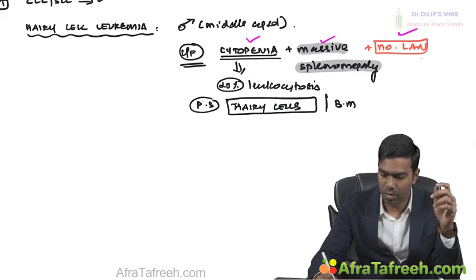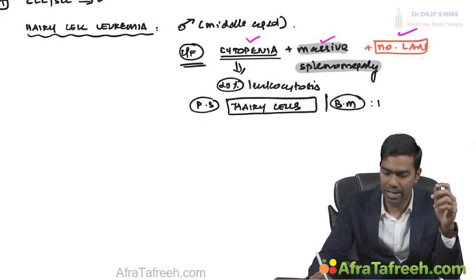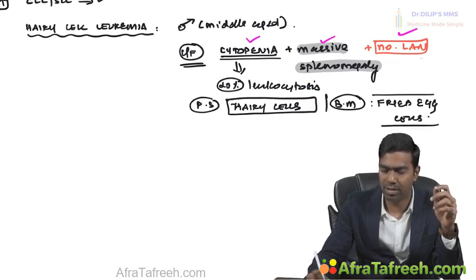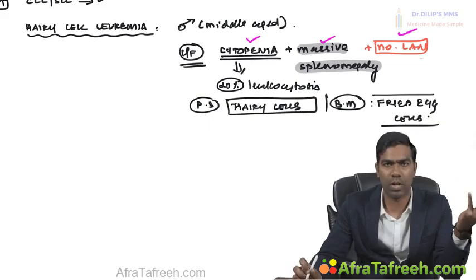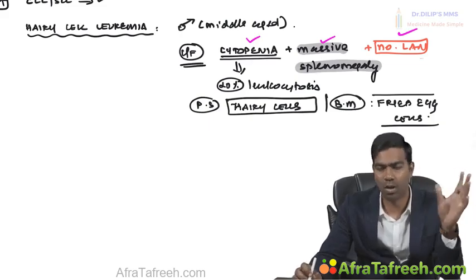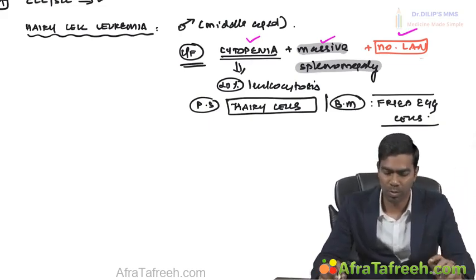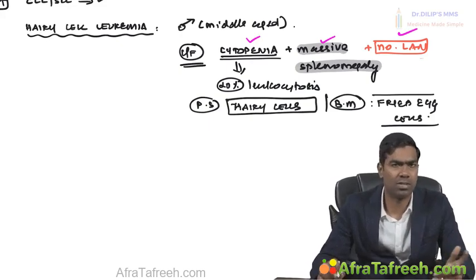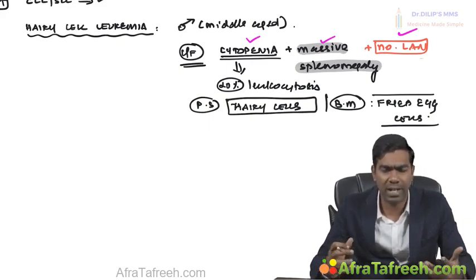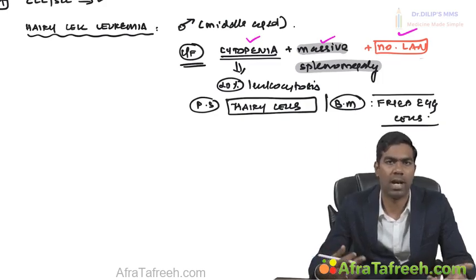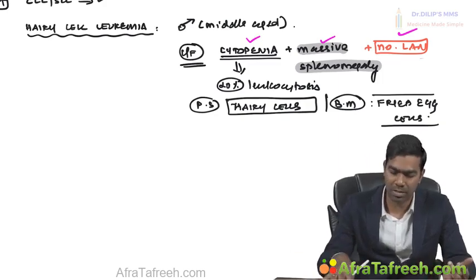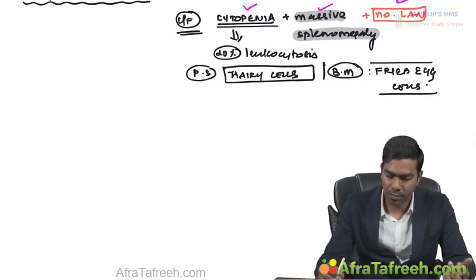And in the bone marrow, you're going to see a particular type of cell called fried egg cells. Anything that has a clear halo, we call them fried egg cells in pathology. And it can be seen in many other conditions also. This fried egg nomenclature is not specific for hairy cell leukemia. That's what I mean. It can be seen in many other places in pathology.